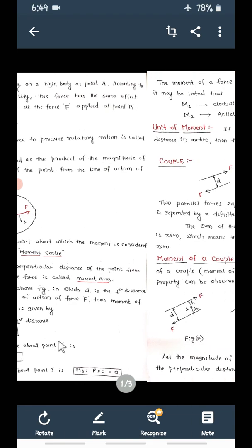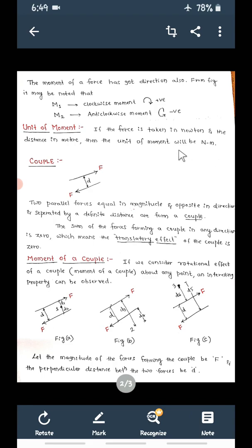So the body rotates either clockwise or anti-clockwise. If it rotates clockwise, it is called a clockwise moment and is indicated as positive. If the body rotates in the anti-clockwise direction, then it is an anti-clockwise moment, and it is considered negative. So M1 is positive, M2 is negative, and M3 is 0 only. There is no question of positive or negative. Like this, you have to calculate the moment of a force about any point.